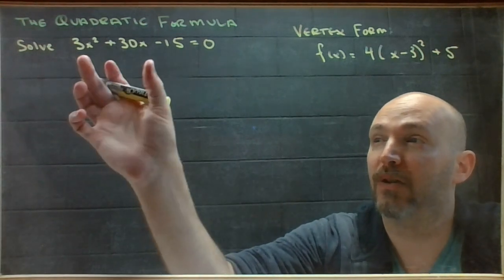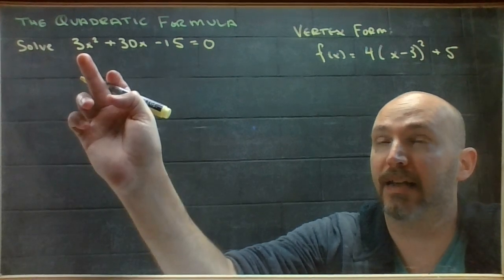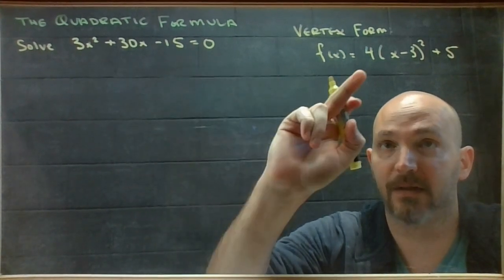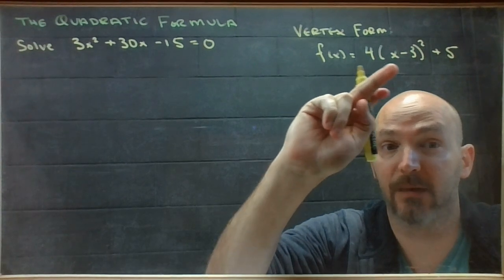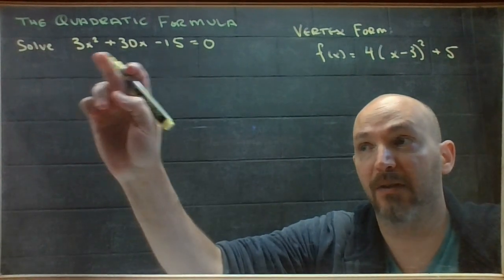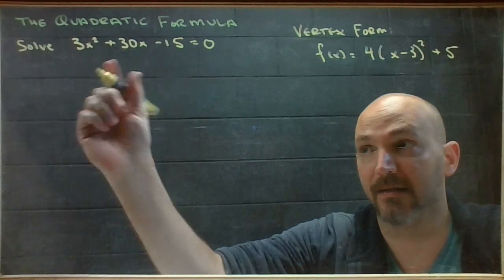So if you look, there's that a value, right? This number up front. It's up front here, and it is not blended in with the x. So I'm going to have to peel this off of both pieces that have an x.